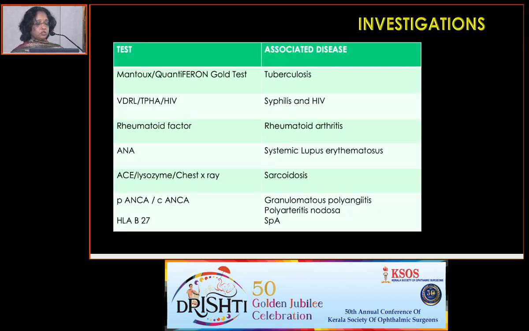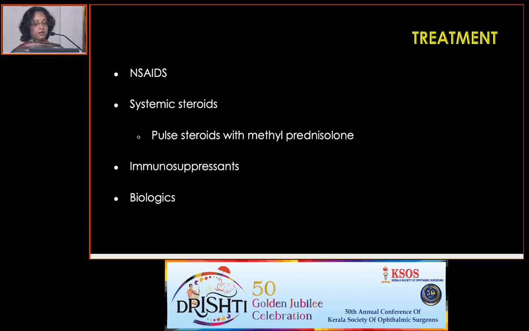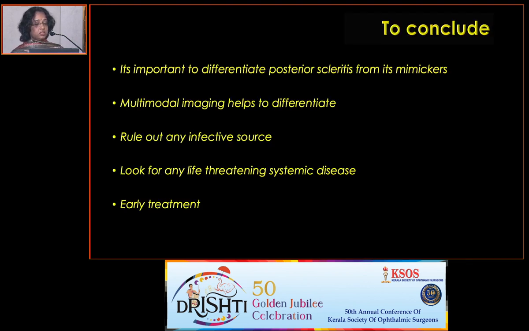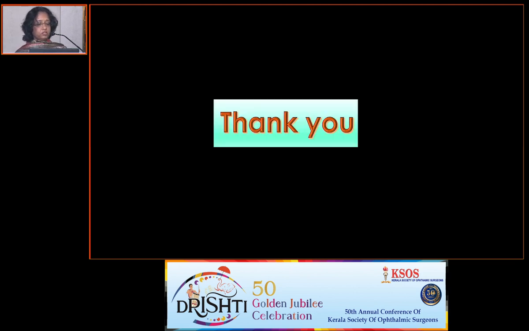So once you make a diagnosis of posterior scleritis, it is important to differentiate from infective pathology. So the patient has to be subjected to investigations, and the treatment usually starts with NSAIDs and systemic steroids. It is very important to differentiate posterior scleritis from its mimics, so that you pick up the systemic association and any life-threatening conditions like malignancies or metastasis. Multimodal imaging is the clue to differentiate these. And early treatment helps to prevent vision loss.